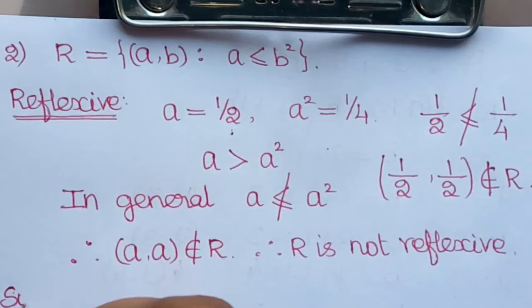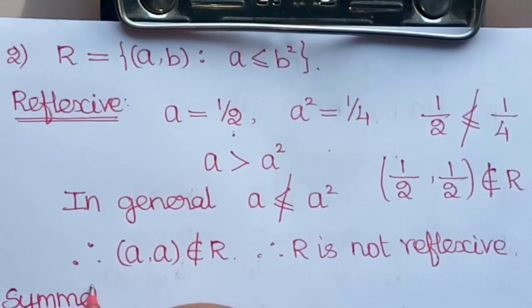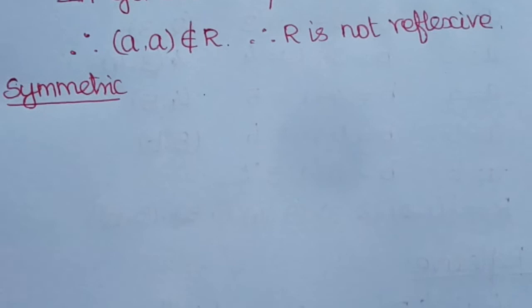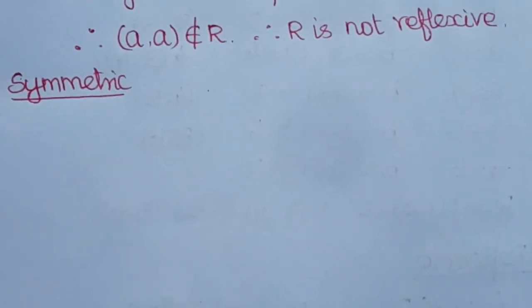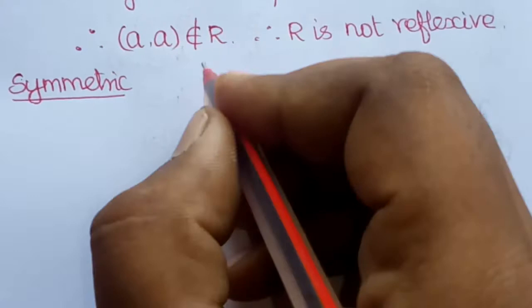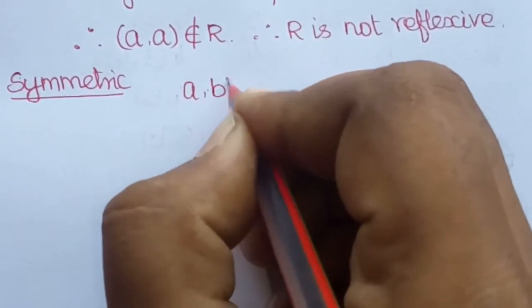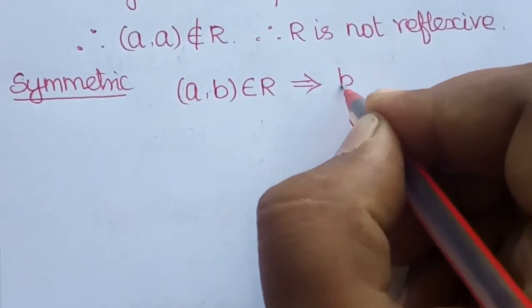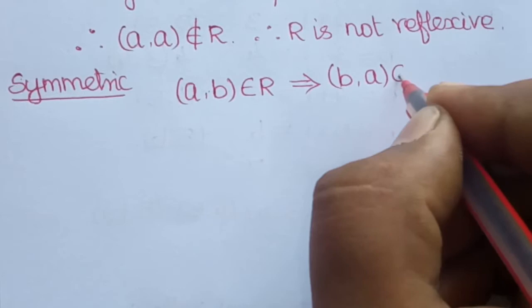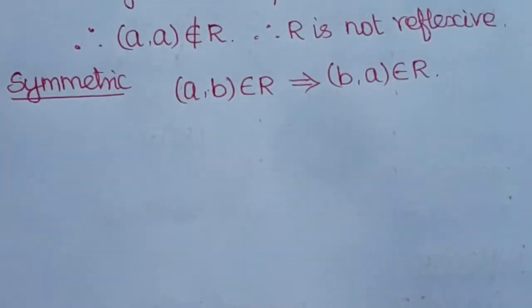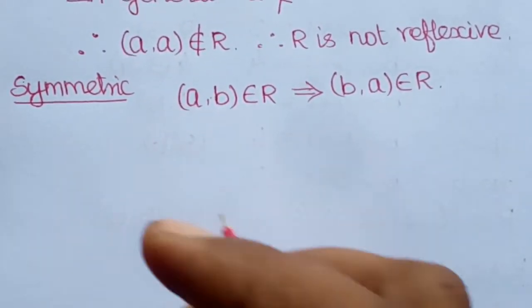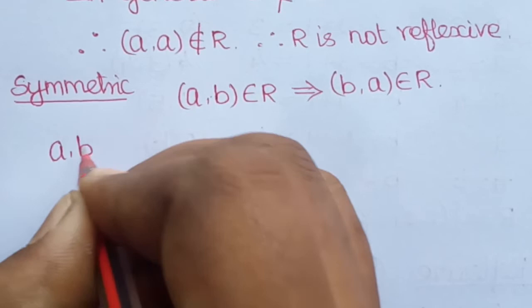The next one is symmetry. Now we want to check the symmetry condition. For the symmetry condition, we take two different pairs. Symmetric means (A, B) belongs to R implies (B, A) belongs to R, then it is said to be symmetric. So now we put the condition: (A, B) belongs to R.